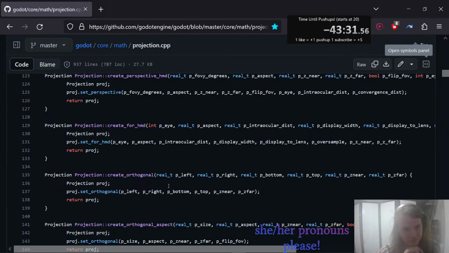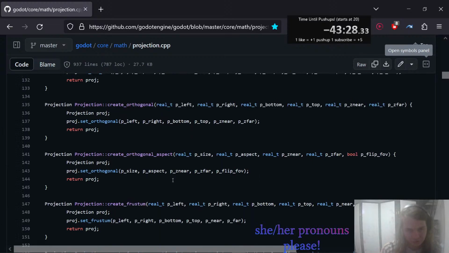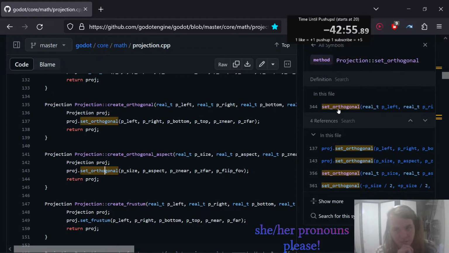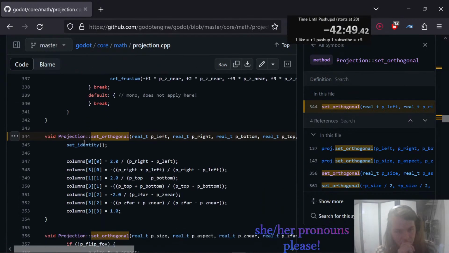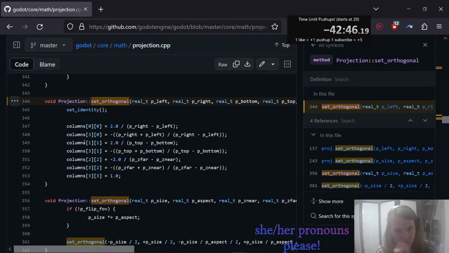Okay, I'm just going to say I've read this one. Oh, create projection, create orthogonal. Okay, projection. I don't know how C++ works. So create set orthogonal. Okay, so that's another line of this function. We're at line 143, and we're going to jump to line 344.